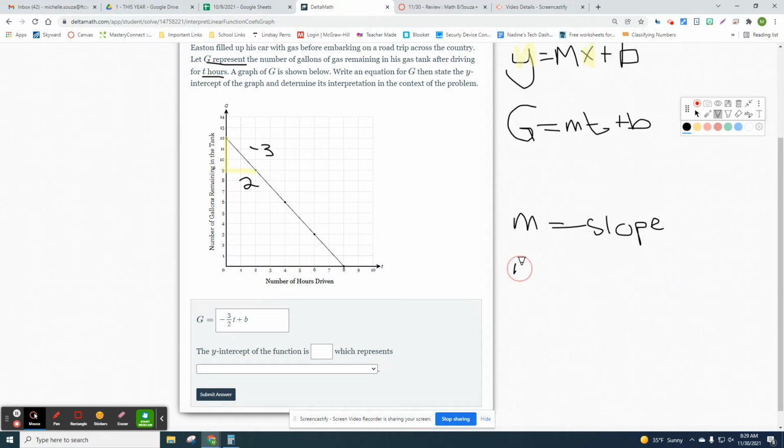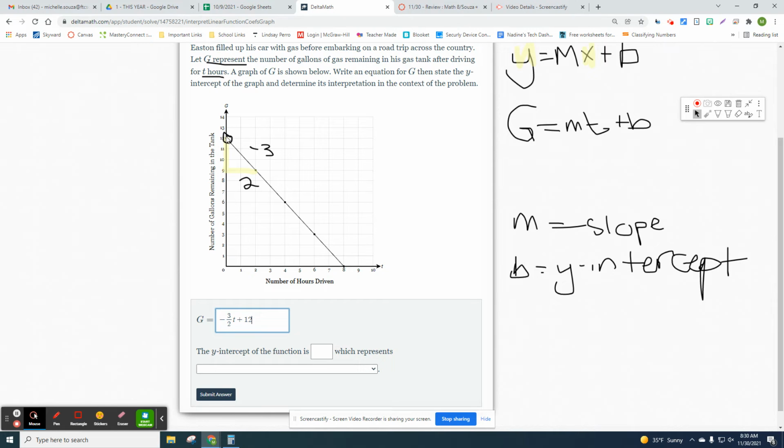Then our b, okay, what is b? b is the y-intercept, okay? So where it hits the y-axis. Where does it hit that y-axis? Right there. Okay, so right there. And so that number is 12.